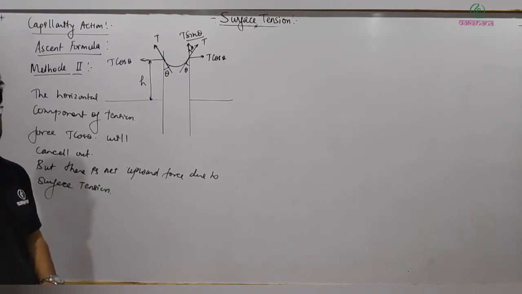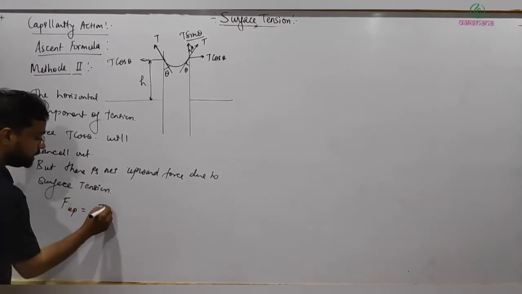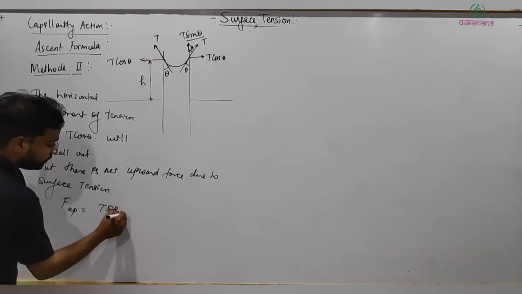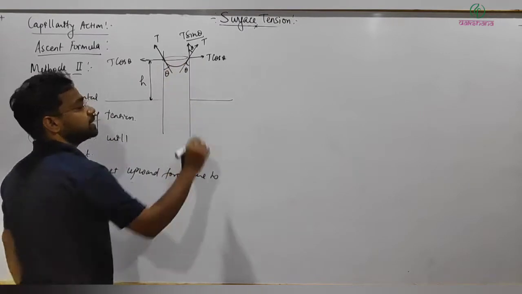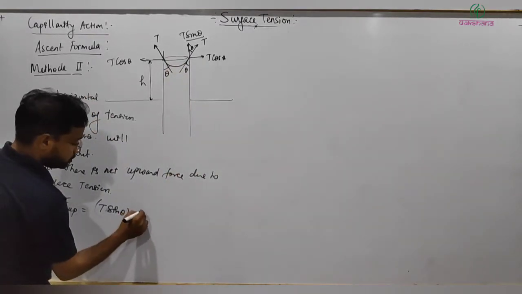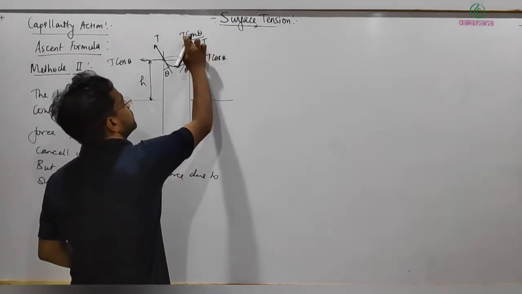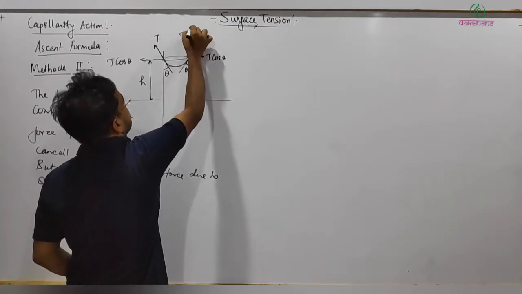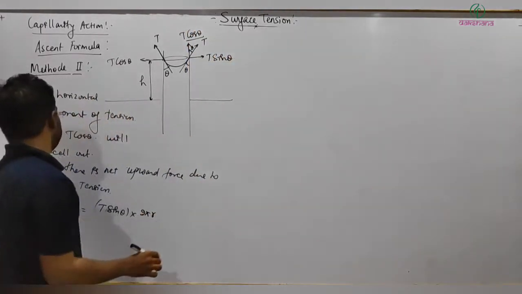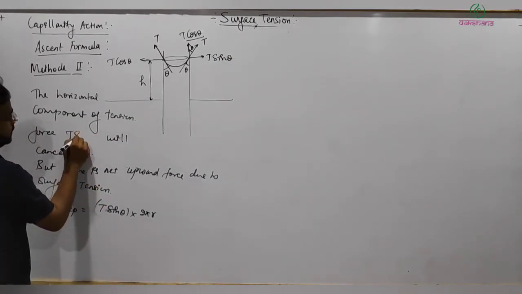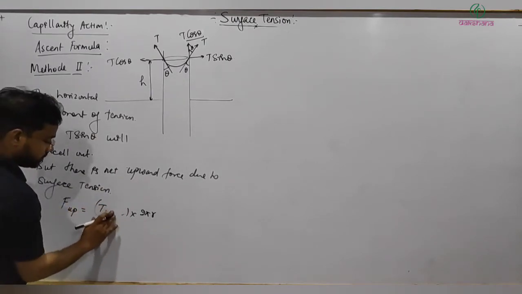And what is that upward force? F upward is equal to T sin theta multiplied by the periphery, the circumference, which is 2 pi r. I made a mistake: this component will be cos theta and this will be sin theta. So the horizontal component will cancel out and the upward force T cos theta will still stay there.